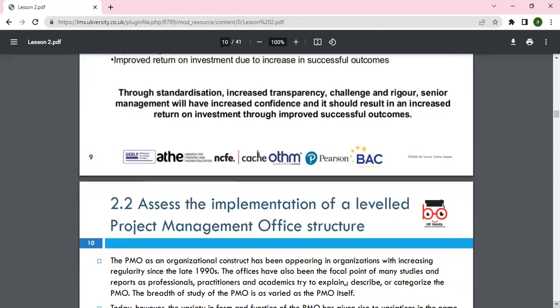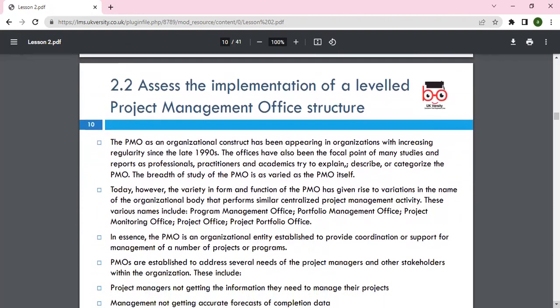Okay, then we have 2.2, which is the implementation level of the project management office. So the project management office needs to be structured in a certain way. Sorry, these slides are quite lengthy, so I just want to give you the overall concept. If there is any concept you don't get, please ask. So we need a project management office, a portfolio management office, a project monitoring office, and a project office. Yes, these are all offices. In other ways, they are the admin of projects.